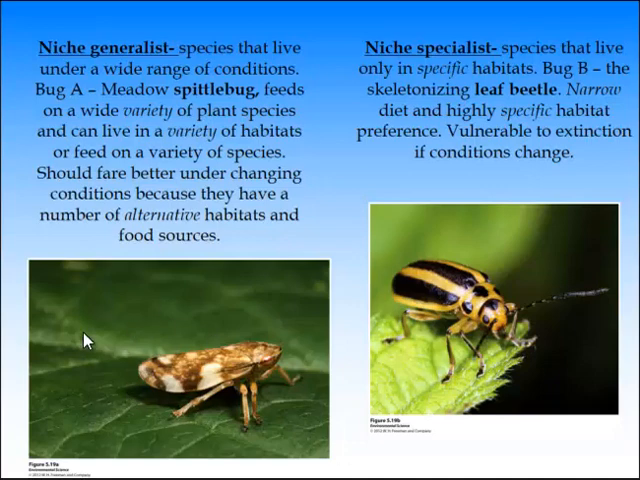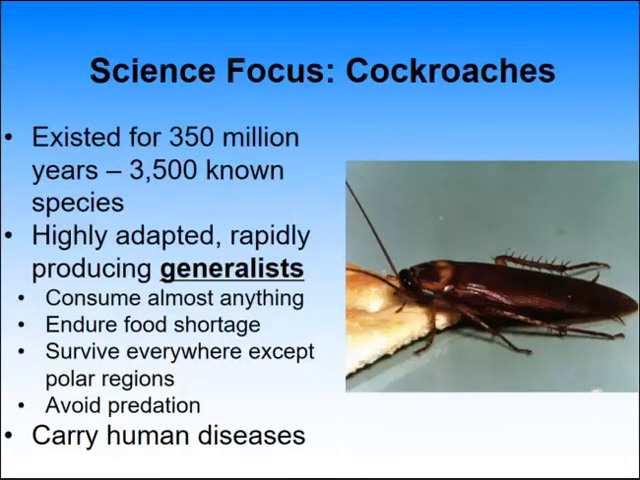So the spittlebug on the left feeds on a variety of plants. It's not a picky eater. And if the environment changes, the spittlebug population should not go extinct because they're not picky. However, the leaf beetle to the right has a picky diet and is very sensitive to habitat preference. If the environment changes, this little cutie's in trouble. They could go extinct because they don't have a tolerance for other food and they don't have a tolerance for any changes in the environment.